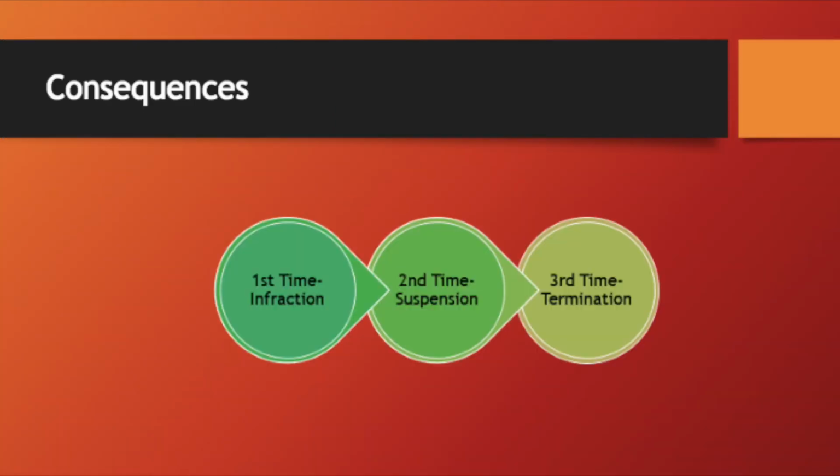This organization takes our policies for social media use very seriously, and we do have consequences for employees who do not follow our procedures. So, here we have your typical three strikes and you're out policy. The first time that an employee violates our social media policies, it will result in an infraction. The second time, it will result in suspension for at least 3 business days. And the third time, it will result in permanent termination from our organization. So we really, really encourage you to follow our policies.